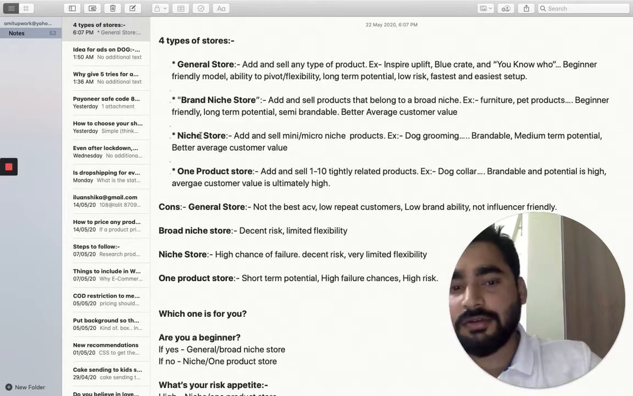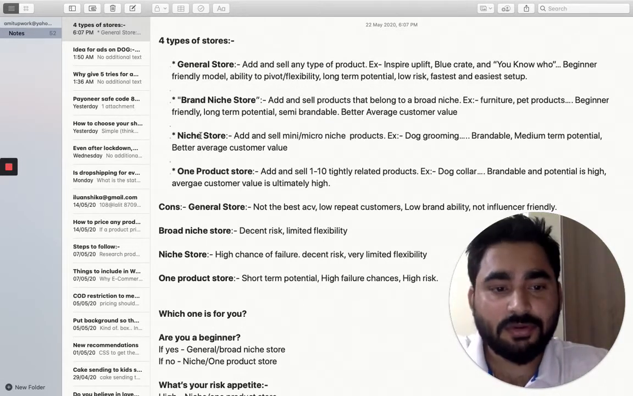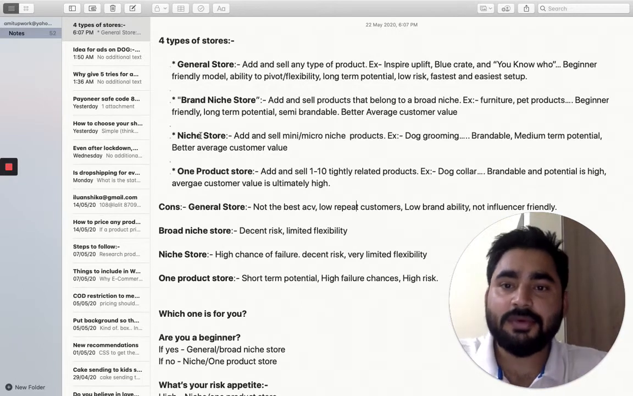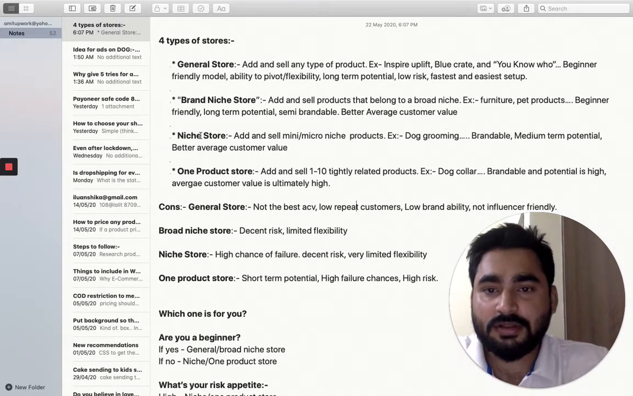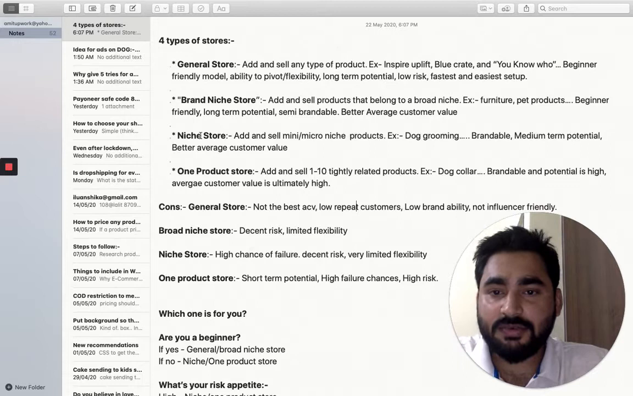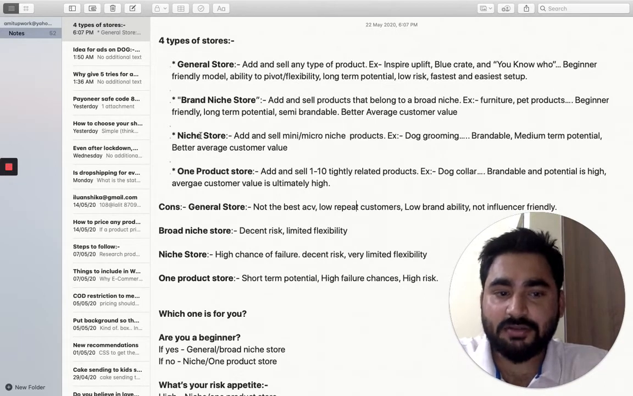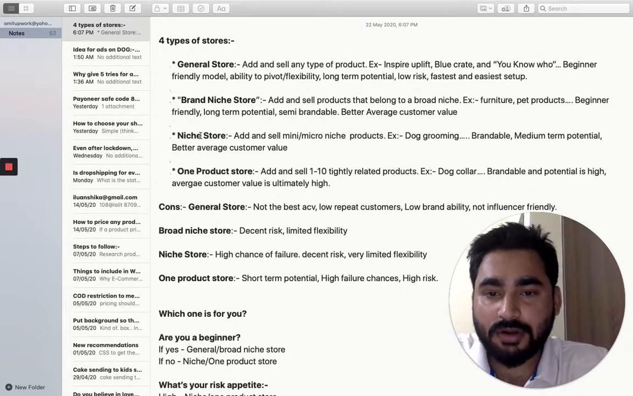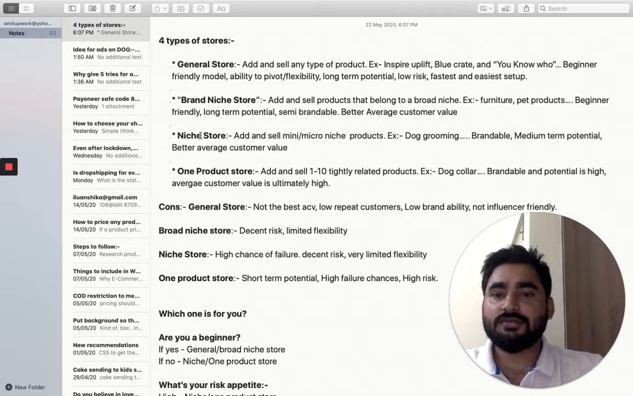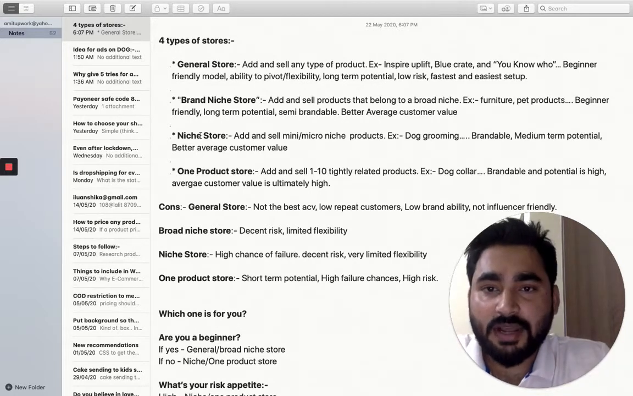Okay, so there are basically four different types of dropshipping stores. The first one being the general store, the second being the brand niche store, the third being the micro niche store, and the fourth being the one product store. So what is the difference between these different types of stores?